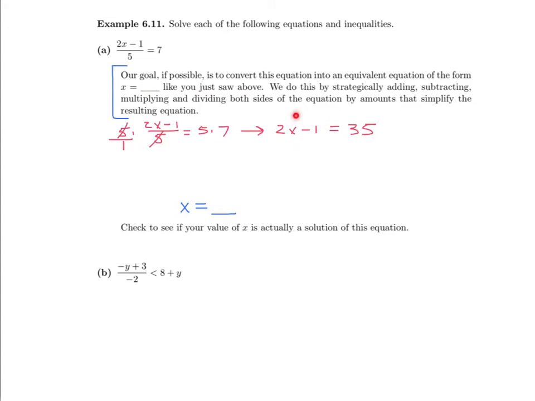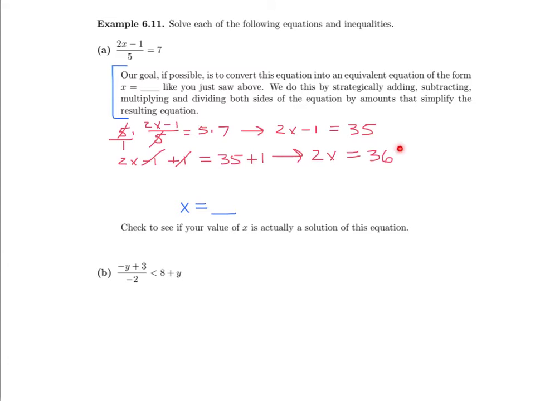Now let's try to simplify it further. I need to undo the last operation performed. In this case, that's subtracting 1. If I want to undo this, I will add 1 to both sides of the equation. So I take the 2x minus 1 and I add 1 to it, and then I take the 35 and I add 1 to it. The result, notice that the negative 1 plus 1 gives a 0, so we're left with 2x equaling 36.